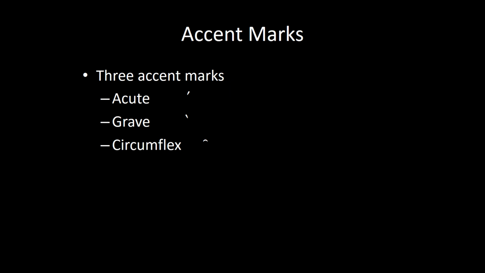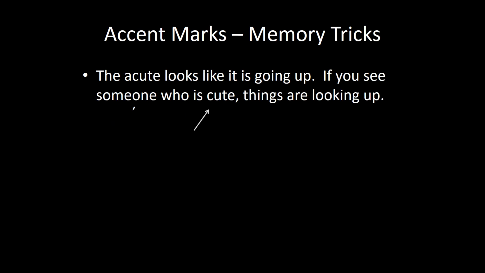Okay, we've got 3 accent marks. These are the acute, the grave, and the circumflex. Here's a goofy trick to help you memorize these. The acute, to me, looks like an arrow going up. And if you see someone who's cute, things are looking up, provided that you're not married, in which case, look away. So that's an acute, things are looking up.